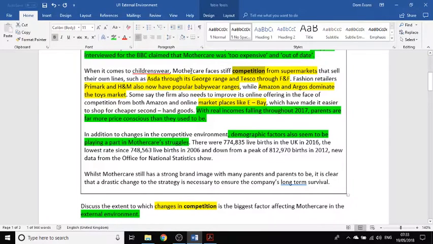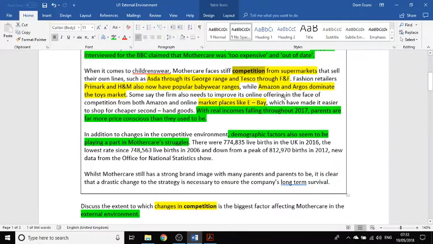When it comes to children's wear, Mothercare faces stiff competition from supermarkets that sell their own lines, such as Asda through its George range and Tesco through F&F. Fashion retailers Primark and H&M also now have popular babywear ranges. So we've got a picture of far more competition now in Mothercare's clothing market, whilst Amazon and Argos dominate the toys market. Lots more competitors have come through in recent years. So these are all reasons that it is changing in competition, which is the biggest factor affecting Mothercare.